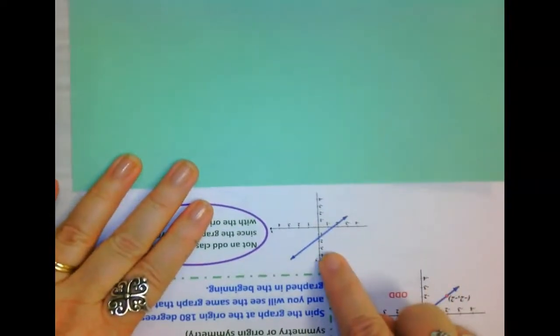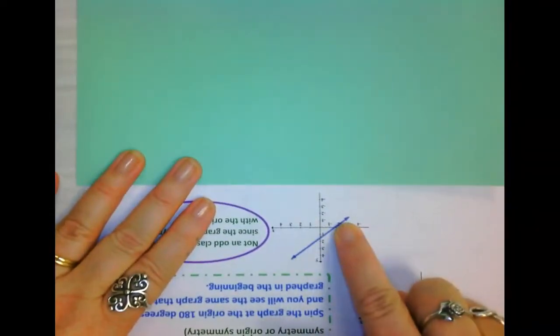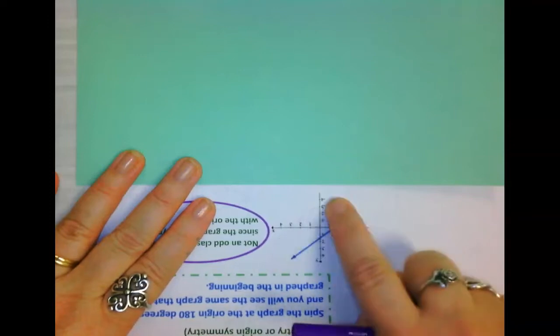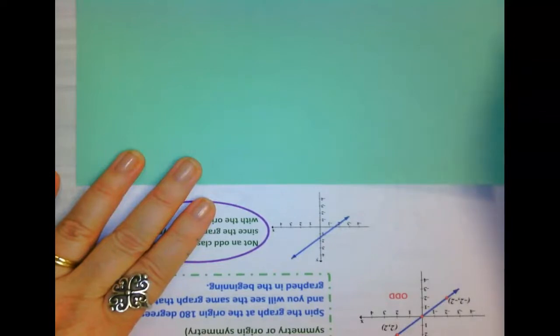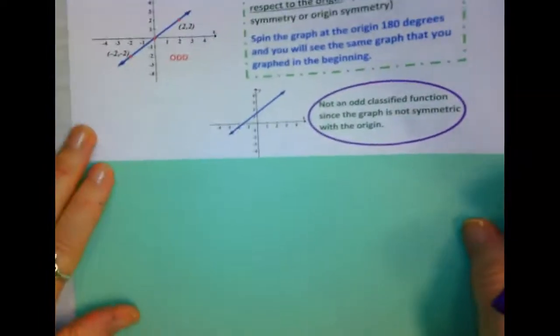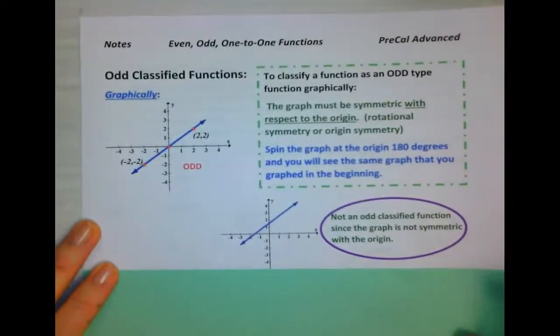So if I do that, then I can see I'm not seeing the same graph, because the one we had before was up here. So that means this can't be classified as an odd type function because it doesn't have origin symmetry. And so that's the way graphically that you can tell odd classified functions.